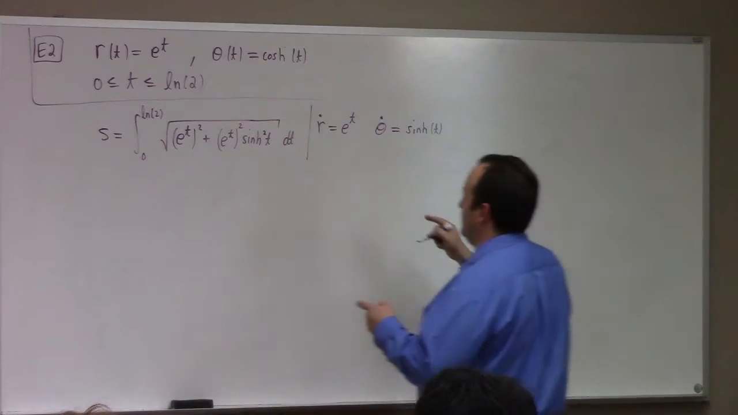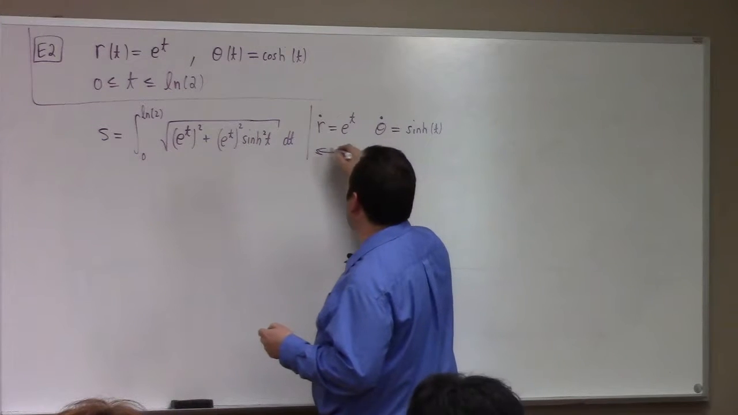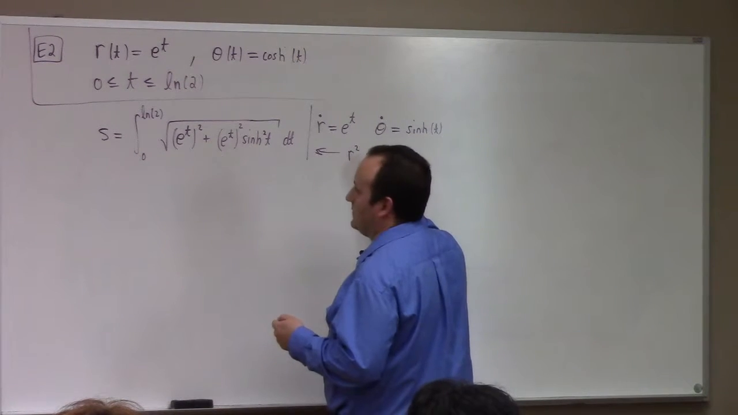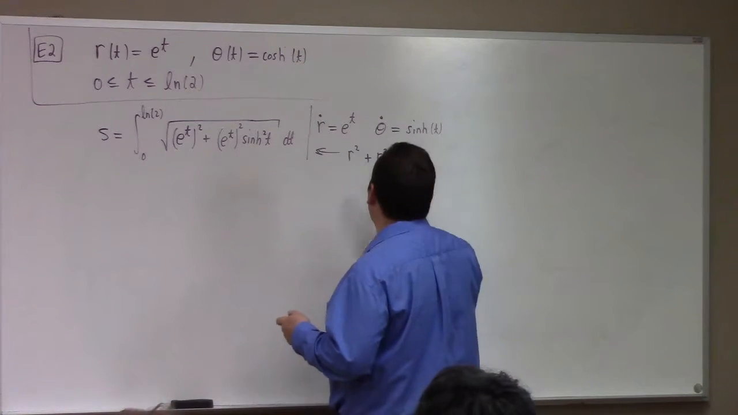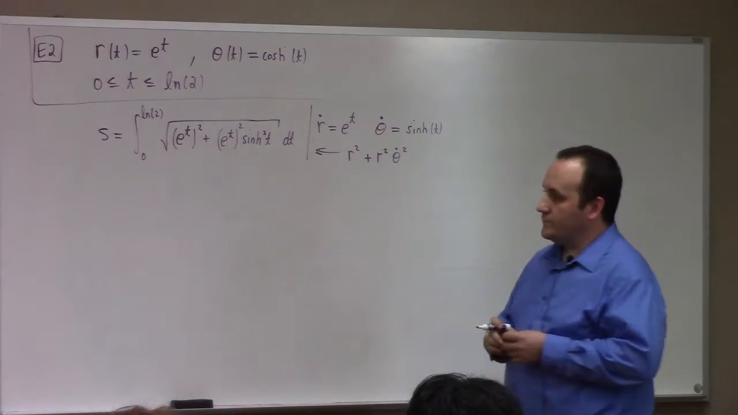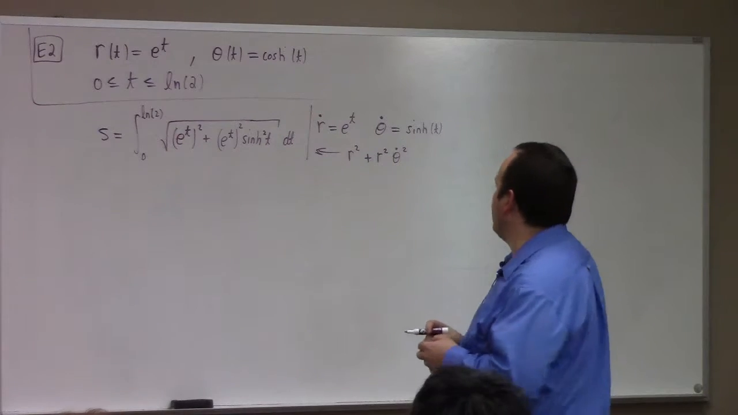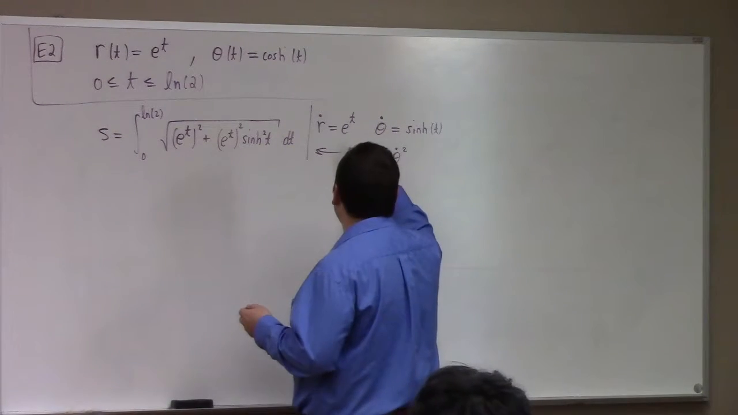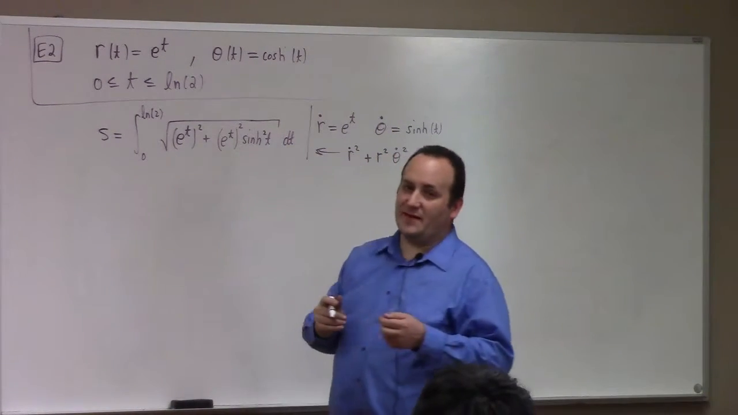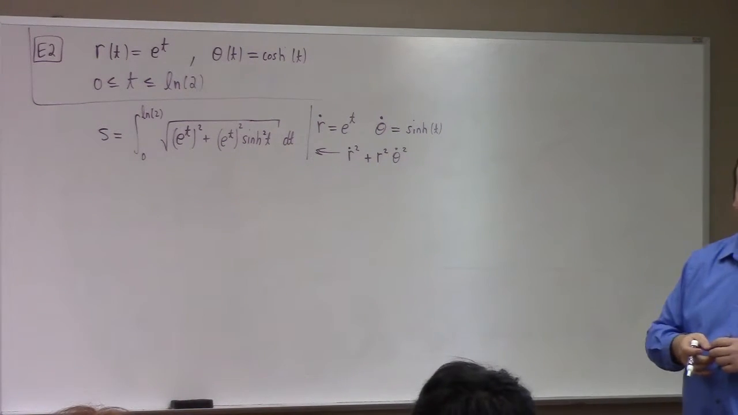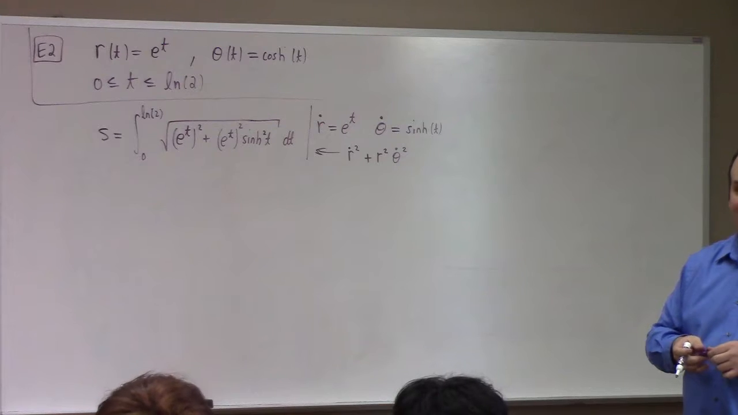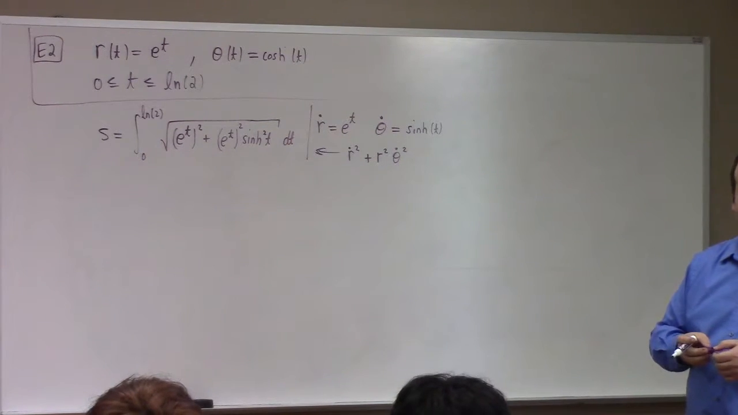So this, again, is r squared plus r squared theta dot squared, right? I'm sorry, other way around. R dot squared. Although this problem is somewhat forgiving if you confuse r and r dot. Confusing r and r dot won't make you wrong here. They're equal.